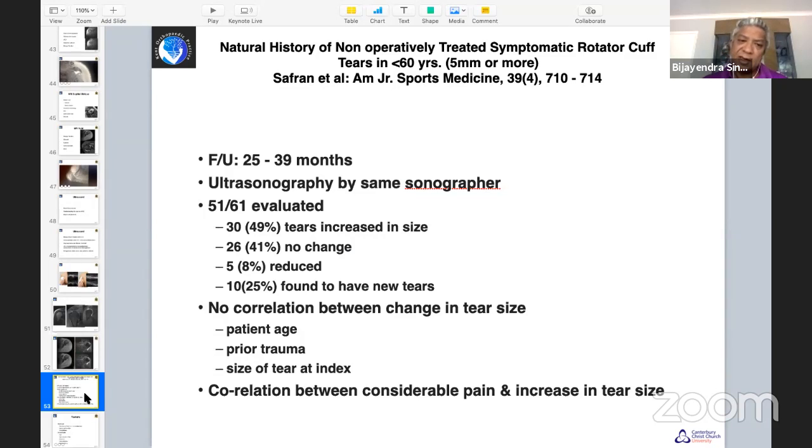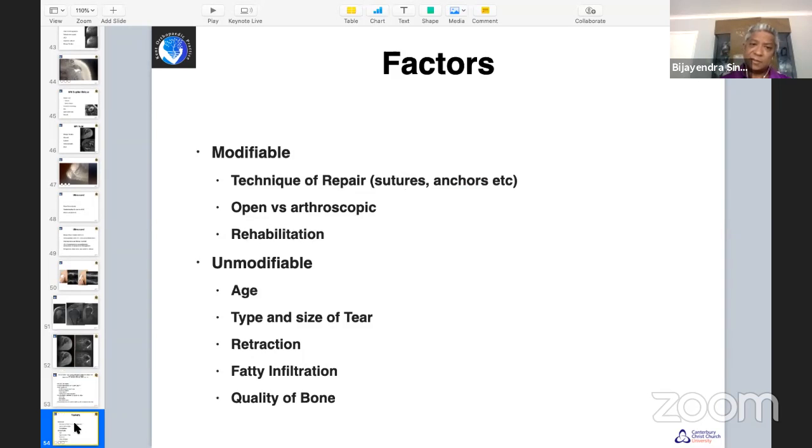But importantly, they found that if the patient's tear size increases, so do the symptoms, which is what you can reassure a patient with a small tear about: if their symptoms start to get worse, then it is suggestive that their tear is becoming bigger and they may need to take advice.